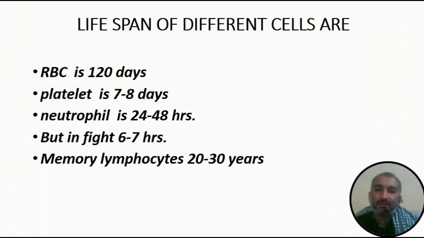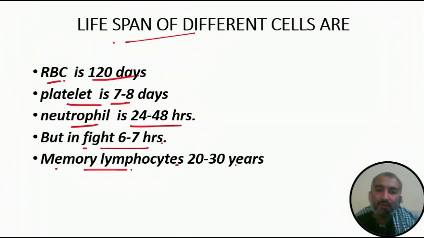So the lifespan of different cells. First, RBCs have a 120 day lifespan. After that they die. Our spleen breaks them down into pieces, and we use those amino acids and different compounds of the RBCs for different purposes. So RBC lifespan is 120 days. Platelet lifespan is 7 to 8 days, and neutrophil lifespan is 24 to 48 hours. But in a fight, the lifespan shortens to 6 to 7 hours. And memory lymphocytes have 20 to 30 years, the longest lifespan. So that's it.